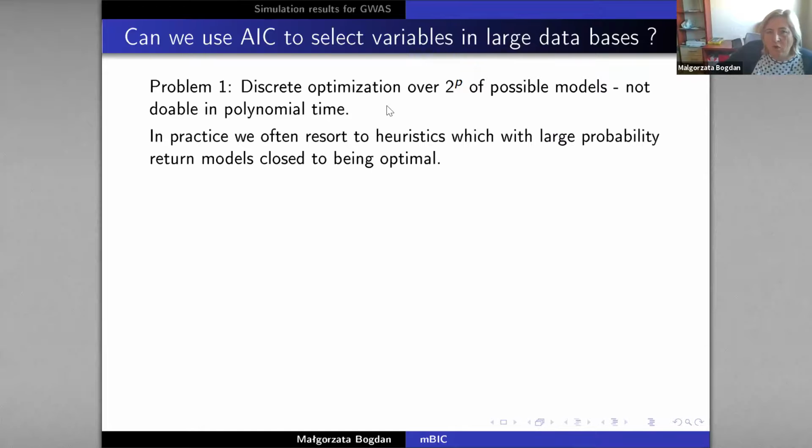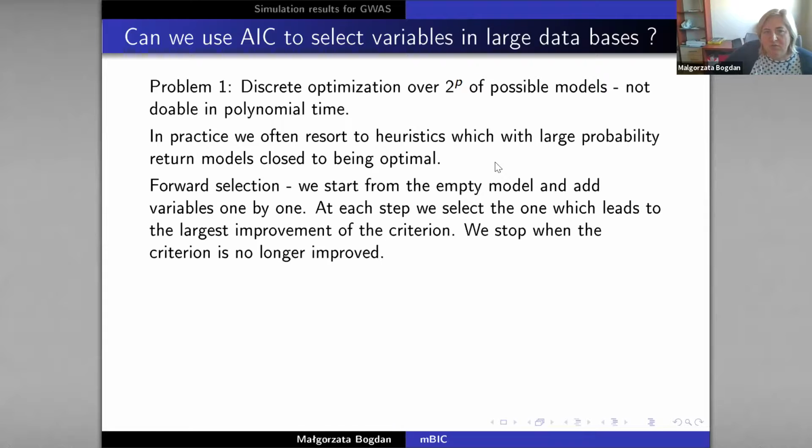Okay, so this is an obstacle, which, however, people are dealing with. People developed many heuristics which try to find the optimal model. Depending on the problem, some heuristics are better, some are worse, but under some assumptions, with large probability they can identify models which are close to optimal. Such a heuristic is, for example, forward selection. Forward selection works this way: at first you look at all variables in your database and pick the one which gives the smallest residual sum of squares when you build a simple regression model with this one variable only.